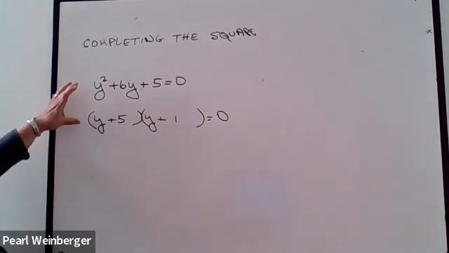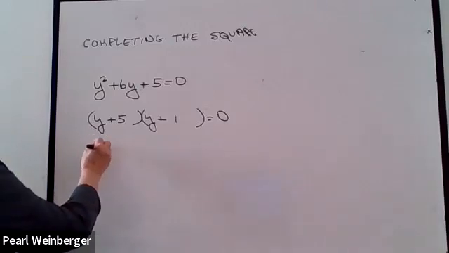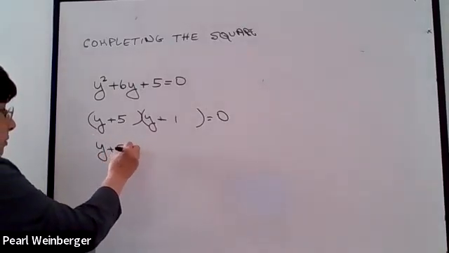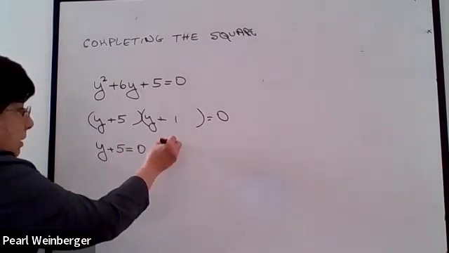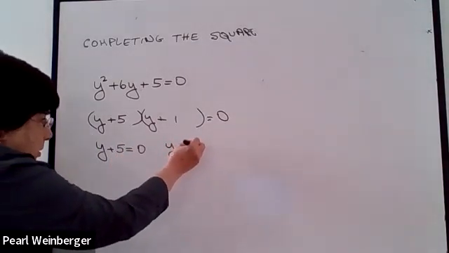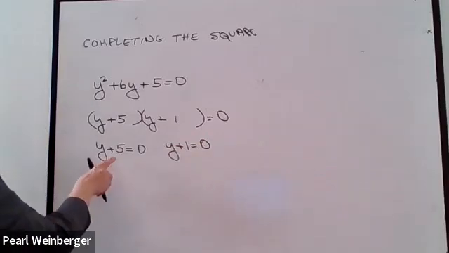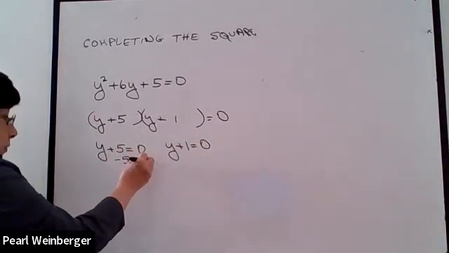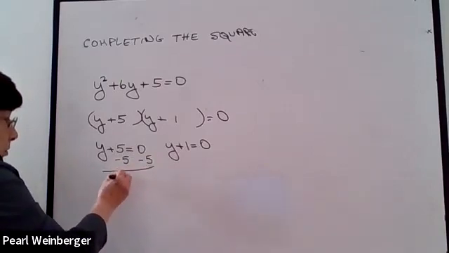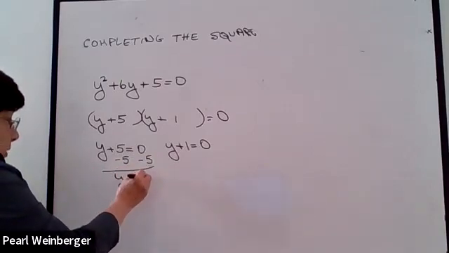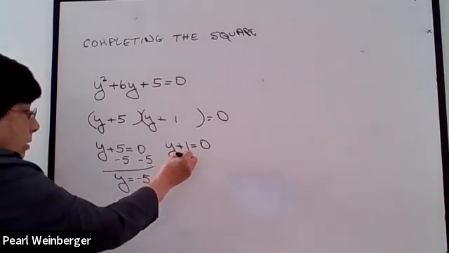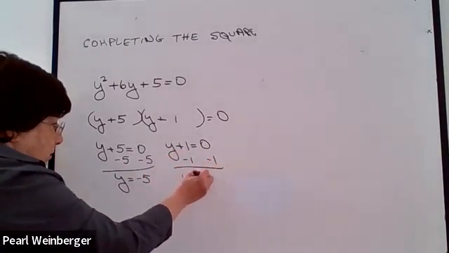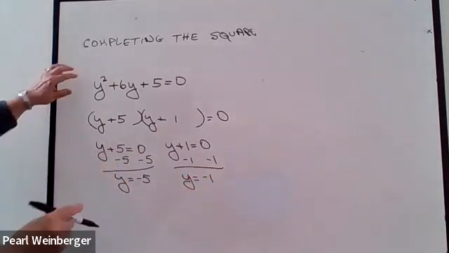So we factor it, and then we take each factor and set it individually equal to 0. So we get y plus 5 equals 0, which gives -5 as one answer, and y equals -1 as our other answer.